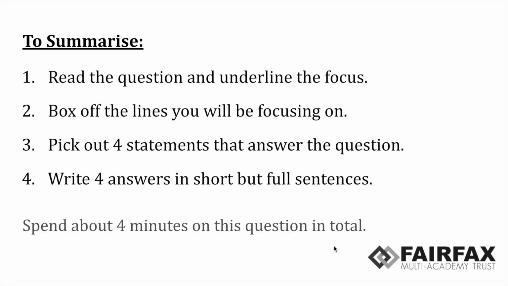So let's now summarise what we have to do for paper 1 question 1. This is our simple 4-mark question, so we shouldn't spend too long, only about 4 minutes on it. To summarise, we read the question, underline the focus, and box off the lines. We pick out 4 statements to use, and lift the words from the text to write 4 answers in short but full sentences to make sure they make sense. And that concludes the walking talking mock for paper 1 question 1.